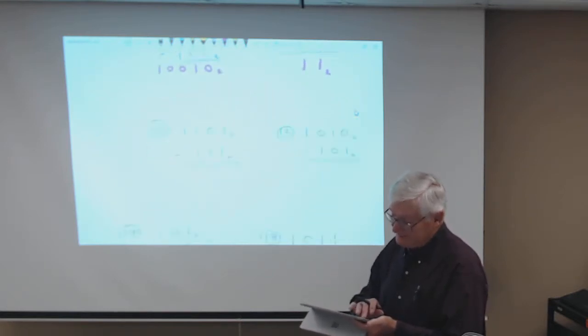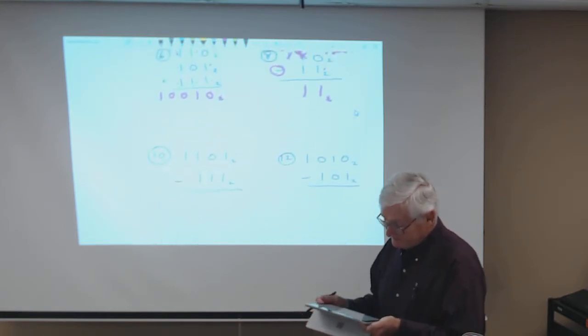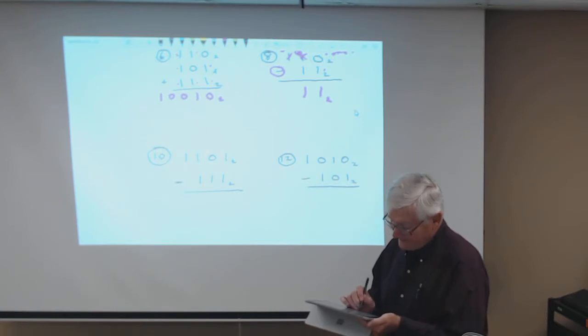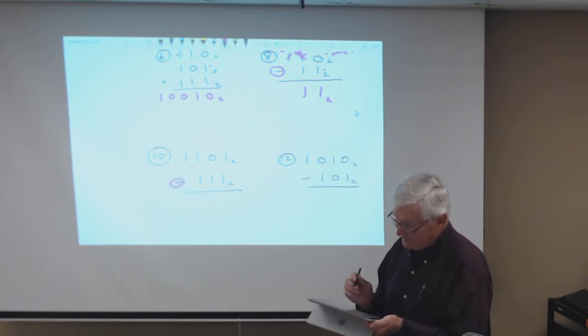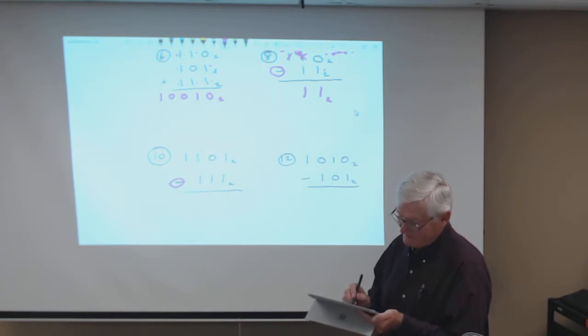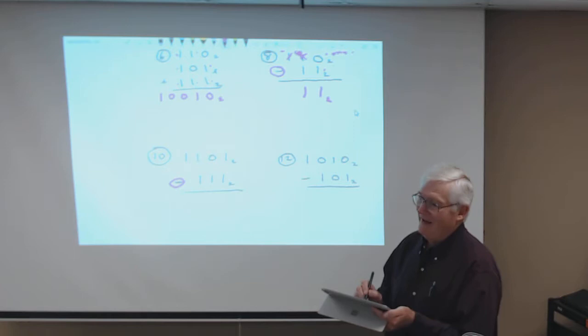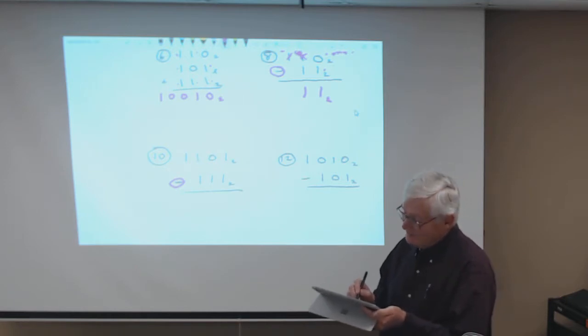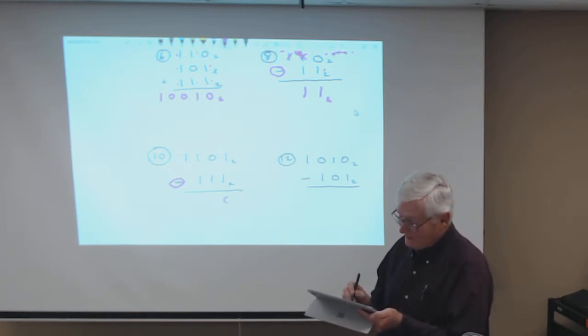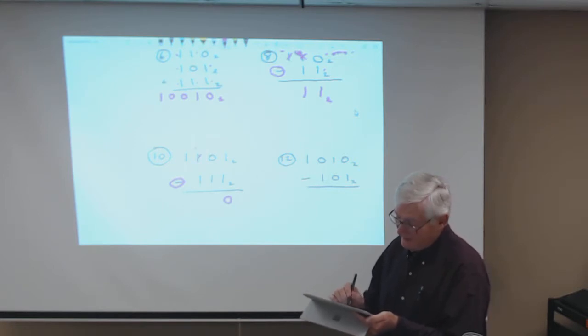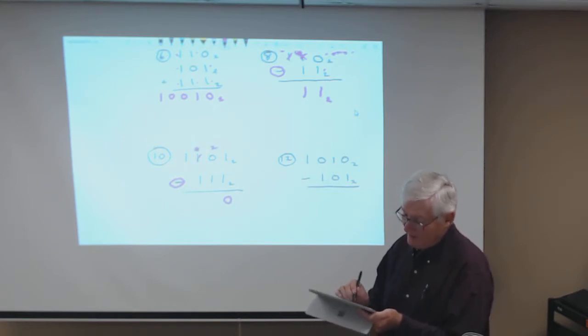Number 10. Subtract this from this top number. What's 1 minus 1? You go, I'm not sure. Okay, I can understand you being apprehensive. It's new stuff. 1 minus 1 would be 0. What's 0 minus 1? I can't do that. This becomes 0 and this becomes 2. See why I put a 2 up there?